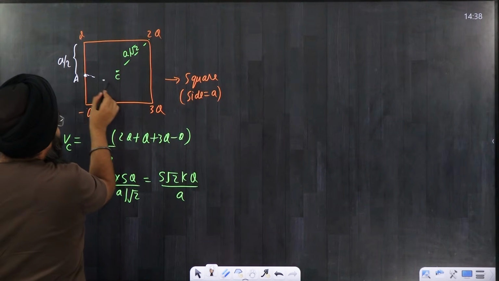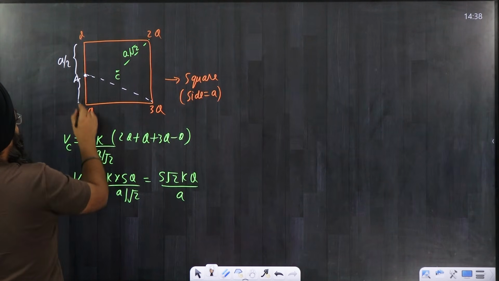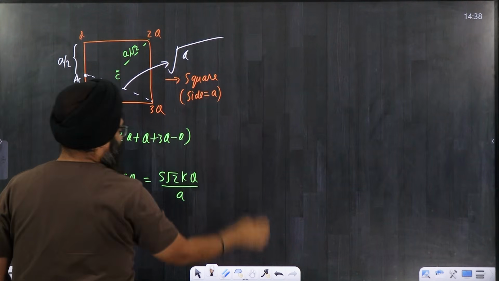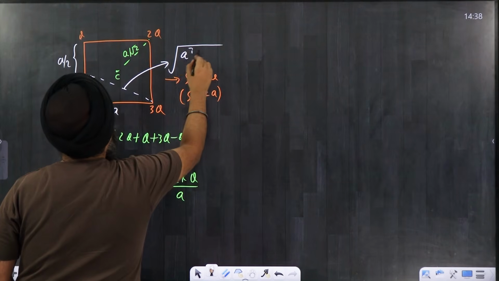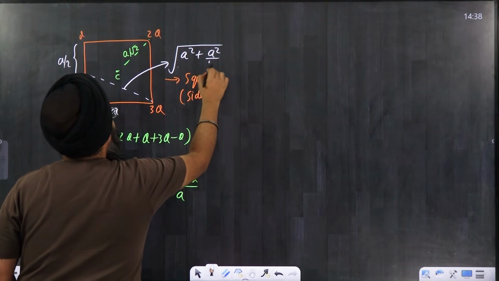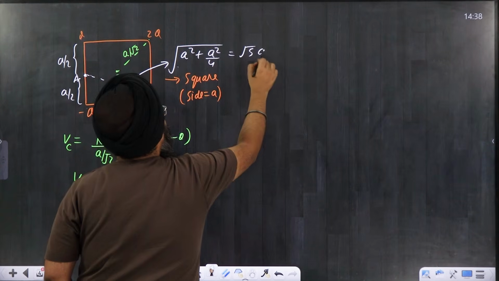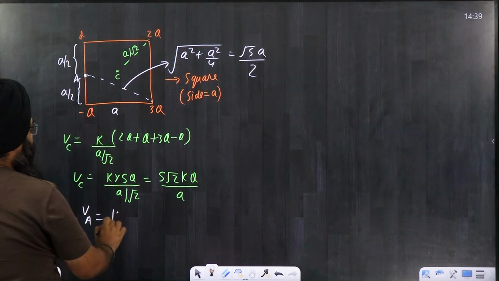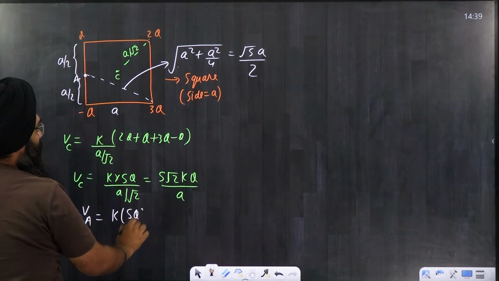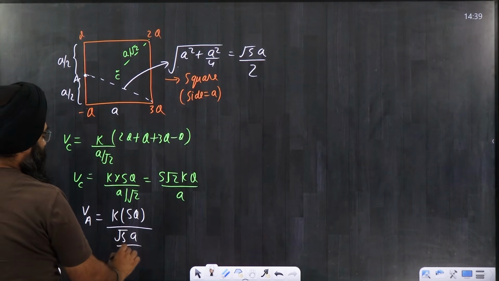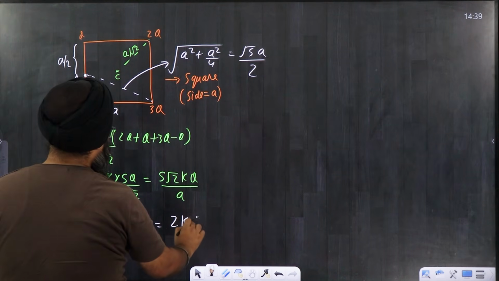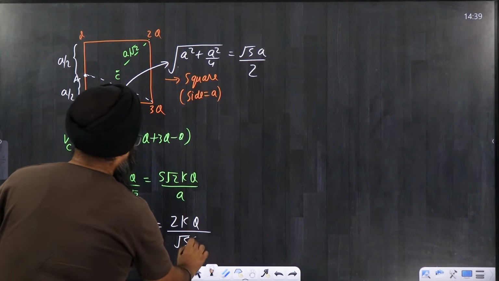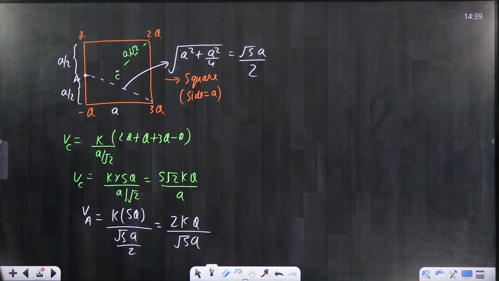So we have to find the distance. This is very simple. This length is how much? A by 2. This is A. So this length will be how much? It will be under root of A square plus A square by 4. So this will be basically root 5 A by 2. The same distance is for 2Q also. So if I want to find the potential at point A, I will directly write K into 2Q plus 3Q will be 5Q divided by root 5 A by 2. So what I am getting? I am getting 2KQ divided by root 5 multiplied by A. This is the final answer which I am getting.